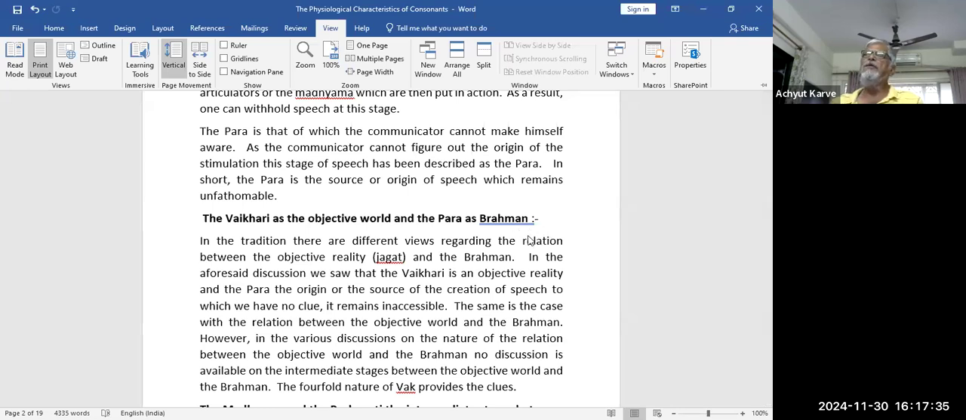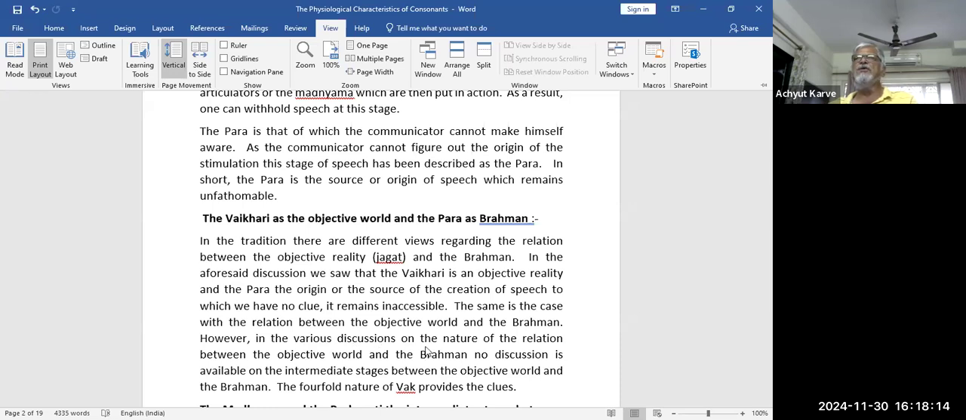Now here we have created an analogy between the stages of the Vak and the world around us and the Brahman. In the tradition, there are different views regarding the relation between the objective reality, that is the Jagat, and the Brahman. In the aforesaid discussion, we saw that the Vaikhari is an objective reality and the Para is the origin or source of the creation of speech, to which we have no clue. It remains inaccessible. The same is the case with the relationship between the objective world and the Brahman.